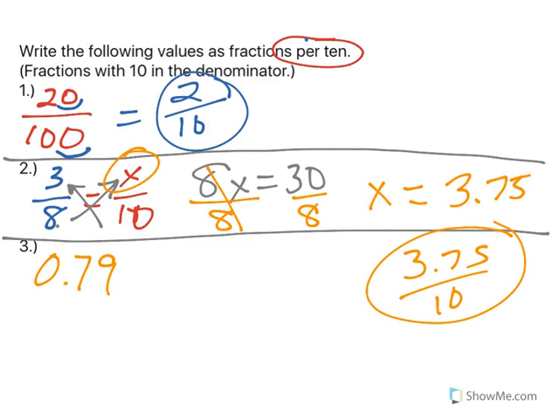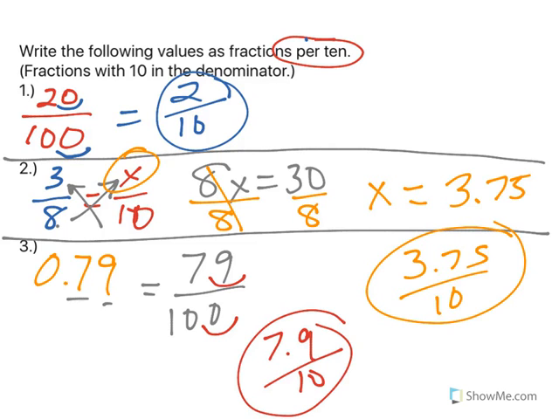Okay, now in number 3, we have 0.79. And if you think about it, we're talking about fractions, well, this is 2 decimal places. 2 decimal places means it would be a fraction with 2 zeros with the 1. So this is like having 79 over 100. It's 79 hundredths if you read it mathematically correct. And just like in number 1, if I move my decimal over, I have a 10. So I move my decimal over, and that gives me 7.9 over 10. So a couple different ways you can do that.